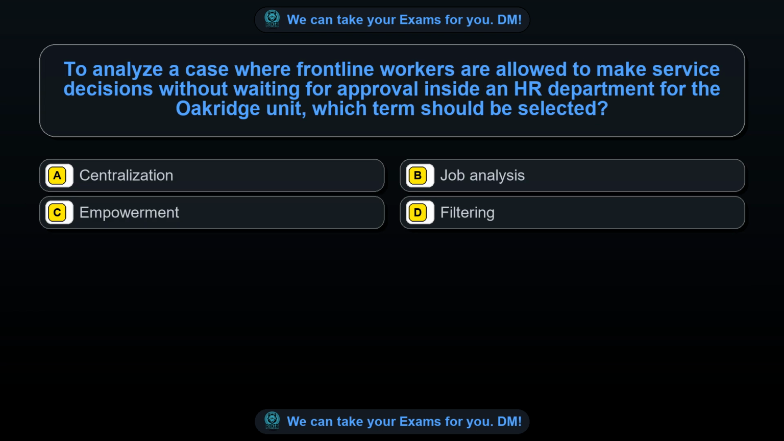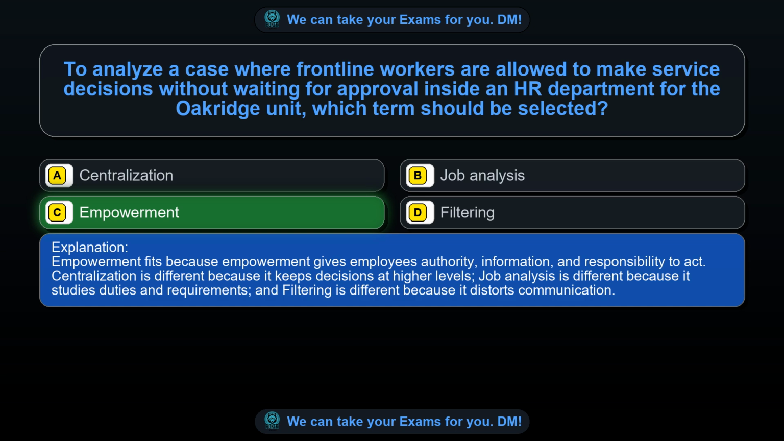Question 7. To analyze a case where frontline workers are allowed to make service decisions without waiting for approval inside an HR department for the Oak Ridge unit, which term should be selected? Option A, centralization. Option B, job analysis. Option C, empowerment. Option D, filtering. The correct answer is option C, empowerment.